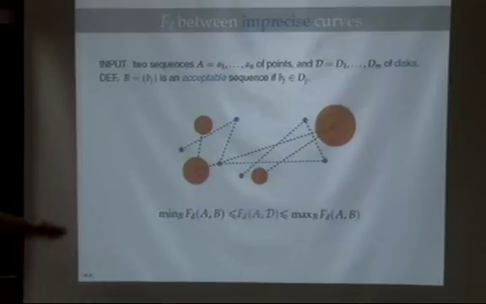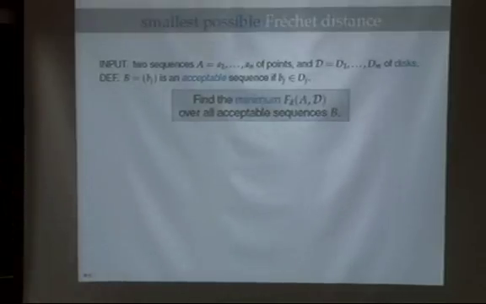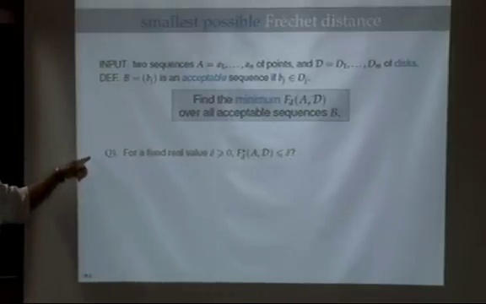Okay, so let me first explain the minimum case. Find the minimum discrete Frechet distance over all acceptable sequences, and there are infinite number of acceptable sequences. Right? So we need to find the minimum possible Frechet distance. Okay, we need to find some properties here to design the algorithm. Before answering the question, we can consider this decision version of the problem.